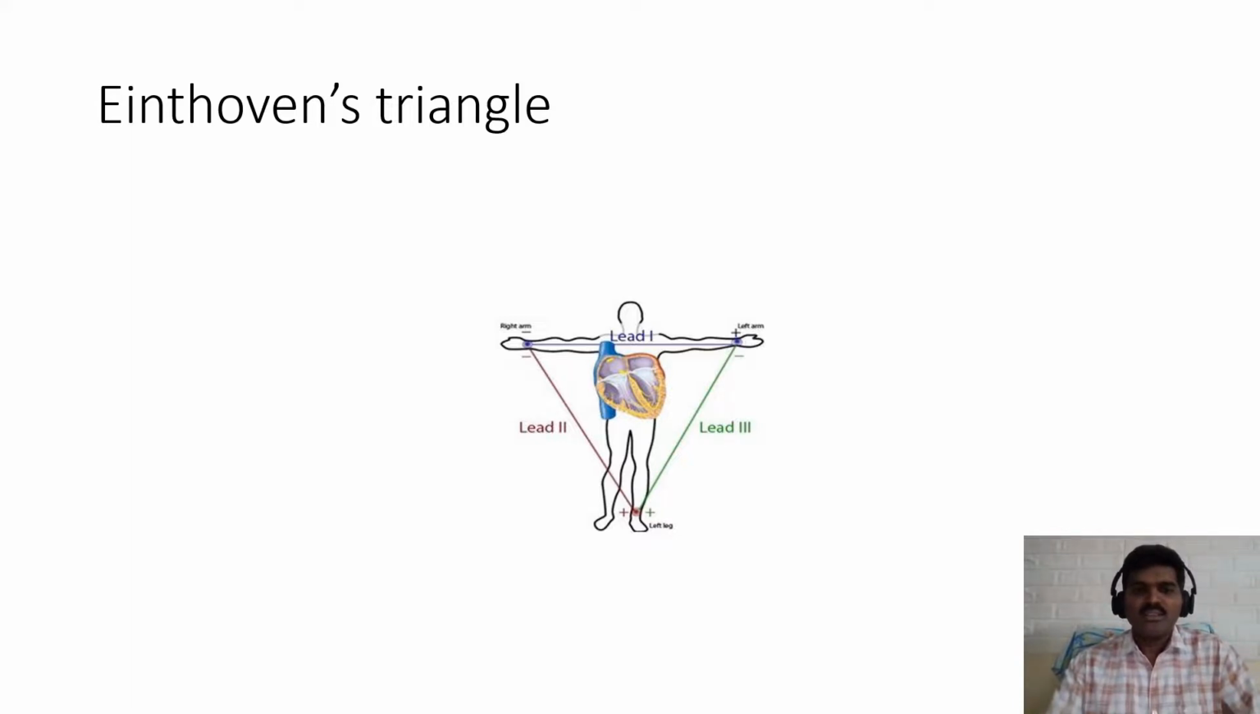The 3 unipolar leads record at given points, and the bipolar leads, lead 1 detects the potential difference between the right arm and the left arm in anti-clockwise direction. Lead 2 records the potential difference between the right arm and the left foot, and lead 3 records the potential difference between the left foot and the left arm.